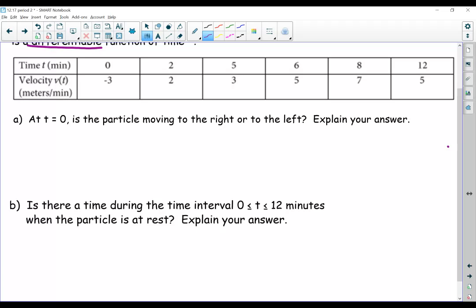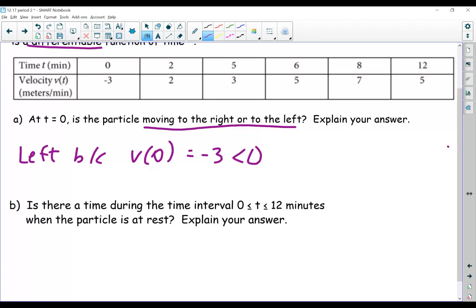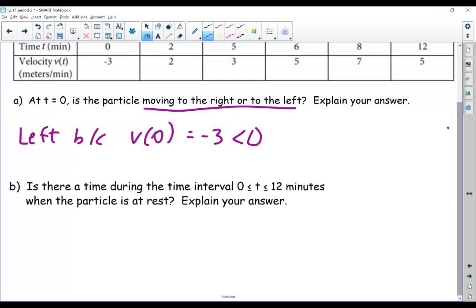At t equals 0, is the particle moving to the right or the left? Explain your answer. Okay, so I have a velocity graph, and I know it's differentiable, which also means it's continuous. And I'm trying to figure out, is it moving to the right or to the left? Now, if I have velocity and it's talking about moving right or left, I'm going to look at the sign. So I'm going to say it's moving left, because v of 0 is -3, which is less than 0. And guys, that's my whole explanation here. I'm not writing a whole paragraph. I'm just saying left because the velocity is negative.